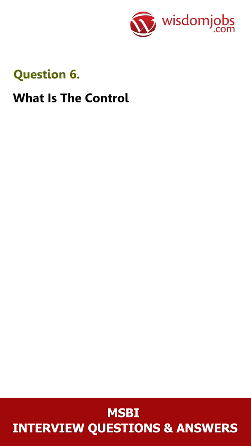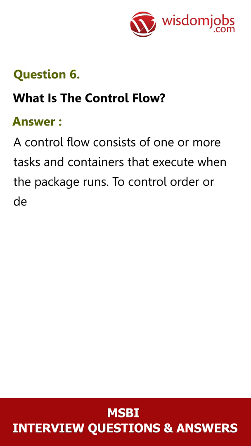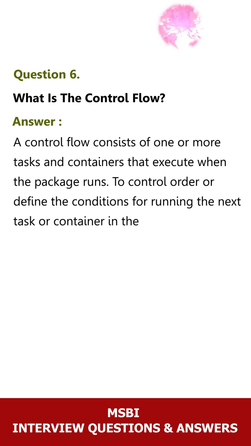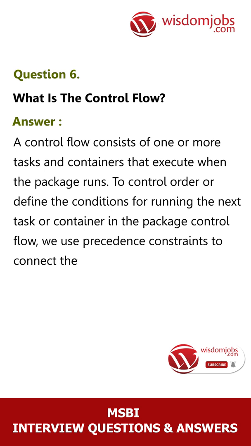Question 6. What is the control flow? Answer. A control flow consists of one or more tasks and containers that execute when the package runs. To control order or define the conditions for running the next task or container in the package control flow, we use precedence constraints to connect the tasks and containers in a package.